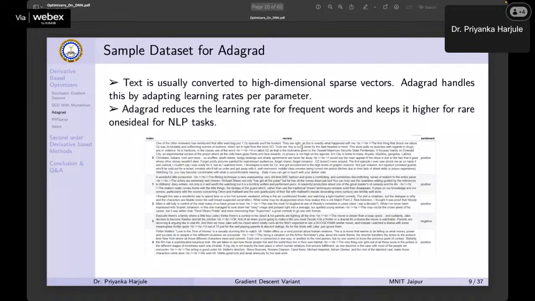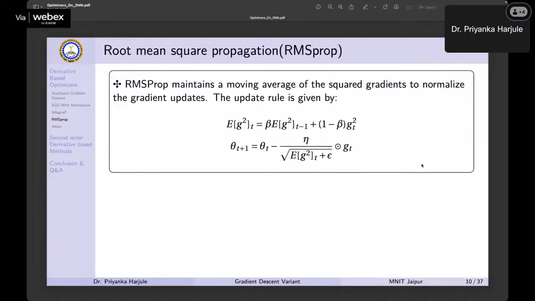Before that, this is an example of sample data in which AdaGrad performs better than other optimizers by adapting learning rates per parameter. This is an example from NLP for a sentiment analysis task. This is the text for which the sentiment has been found.